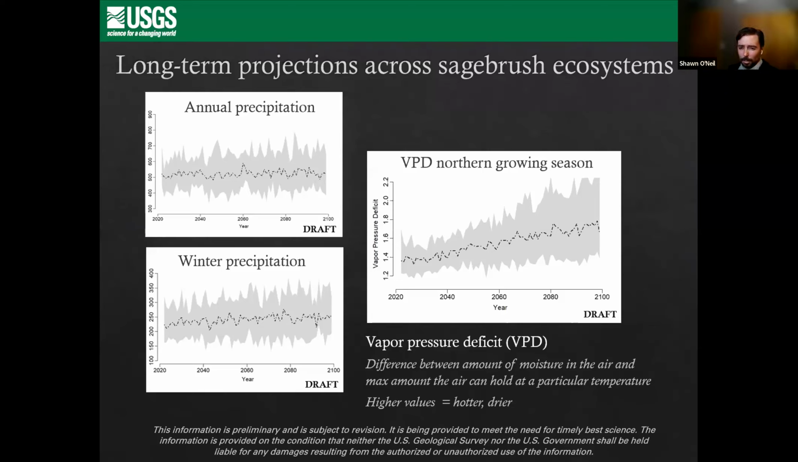Secondly, across the board, annual precipitation doesn't show a significant change. Winter precipitation might increase slightly, but when we look at maps of this stuff, we know that's spatially variable.